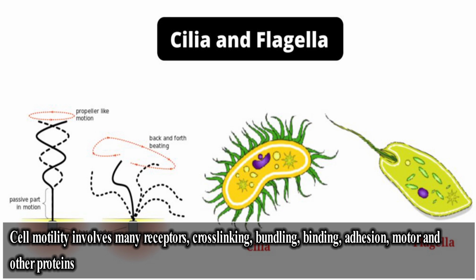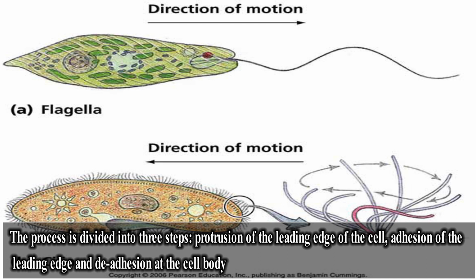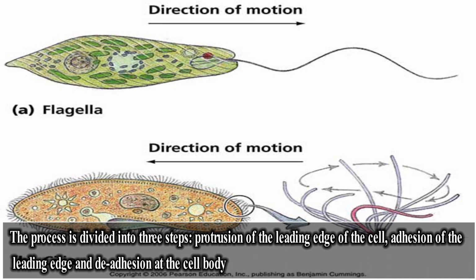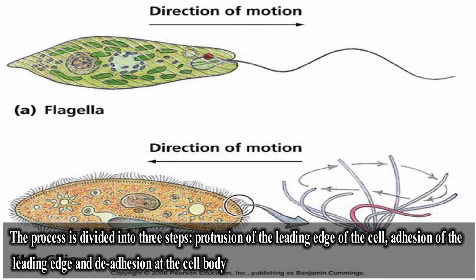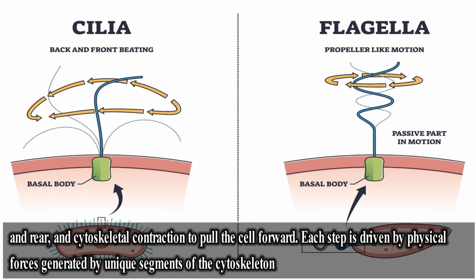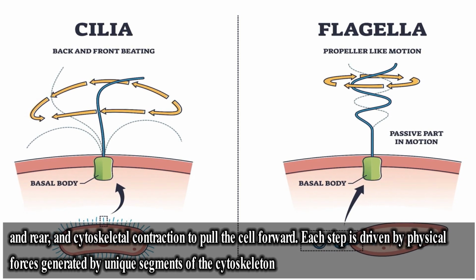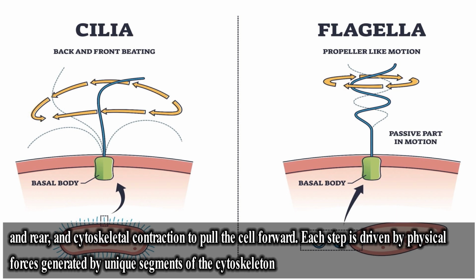Cell motility involves many receptors, cross-linking, bundling, adhesion, motor, and other proteins. The process is divided into three steps: protrusion of the leading edge of the cell, adhesion of the leading edge, and de-adhesion of the cell's body and rear. The cytoskeleton contracts to pull the cell forward. Each step is driven by physical forces generated by a unique segment of the cytoskeleton.